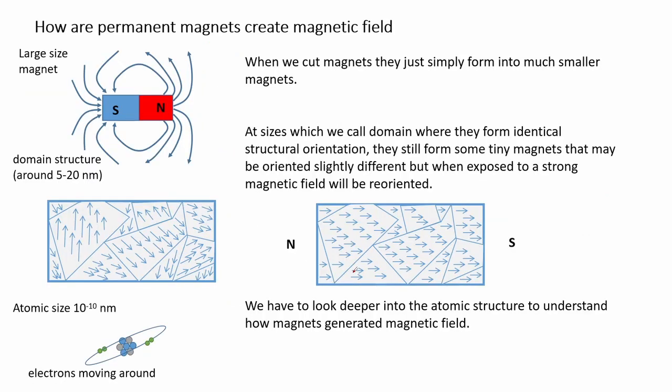To understand permanent magnets, we have to look into its smaller structure. When we cut magnets, they just simply form into much smaller magnets. At sizes which we call domains, where they form identical structural orientation, they still form some tiny magnets that may be oriented slightly differently, but when exposed to a strong magnetic field will be reoriented. We have to look deeper into the atomic structure to understand how magnets generate magnetic fields.